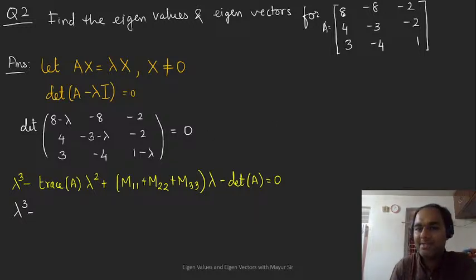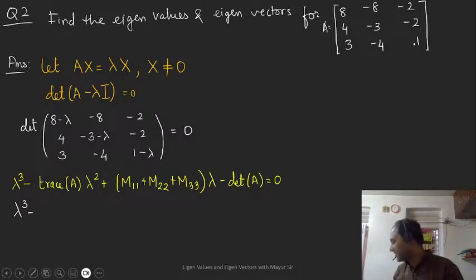Now what is the trace? 8 minus 3, 1. Can you tell me what is the trace? The trace answer? Let's wait in the comment section. If anyone is finding the trace, please write down your answer in the comment section.